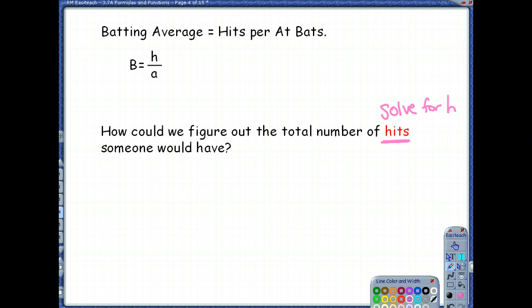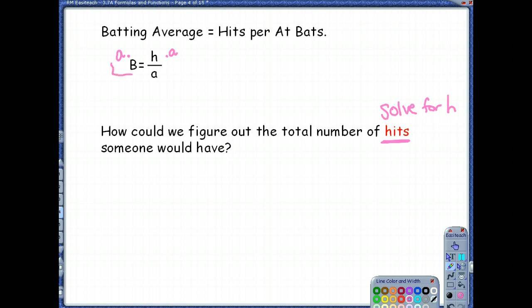If you take a look at this problem, notice this one's got a fraction in it. That's okay. We know how to clear fractions. The same process that we did before, we're going to use that same process now. We know that when you've got a fraction, to clear the fraction, you want to multiply every single piece in that whole equation by the denominator of the fraction. So I want to multiply my b times my a and my h over a times my a.